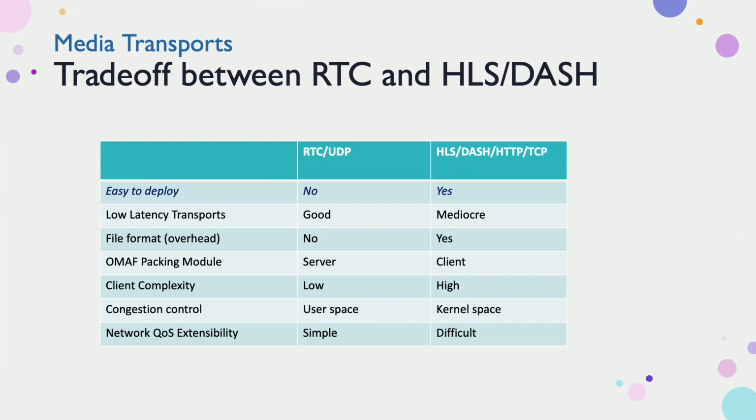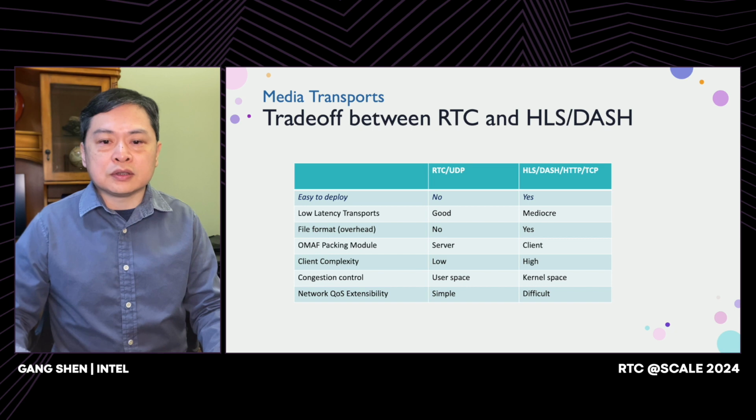Then we come to the media transport layer. We can easily find this kind of comparison between RTC and HTTP-based transport in many papers. HTTP-based transport does have advantages in terms of deployment and scalability, but UDP-based RTC protocols, for example RTP, are very good for low latency transport, which is necessary for immersive media. Moreover, it is much easier to extend congestion control algorithms in UDP-based protocols. So RTC is critical for both immersive media and 5G network.